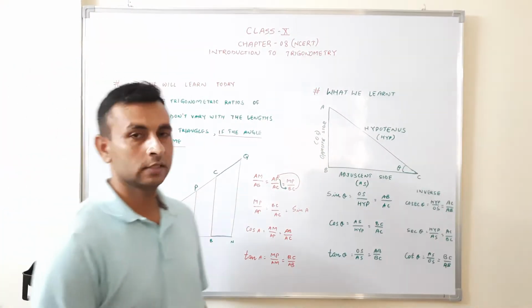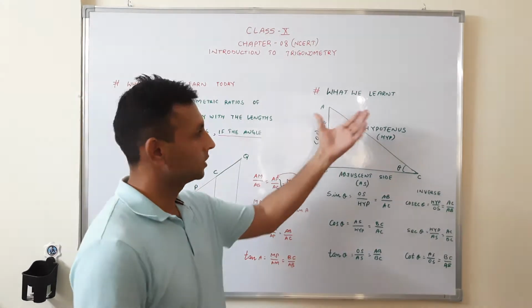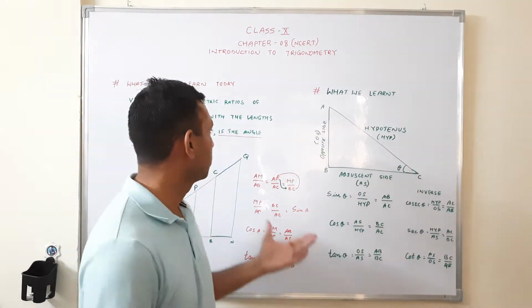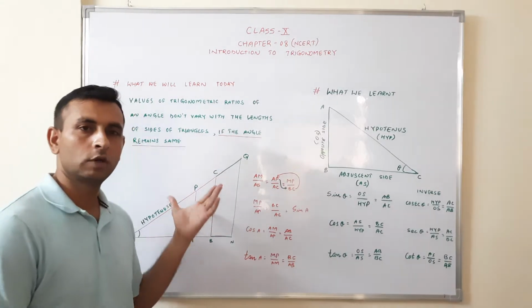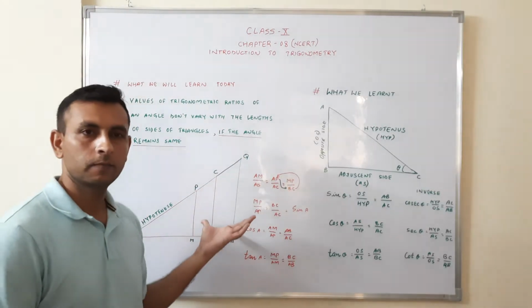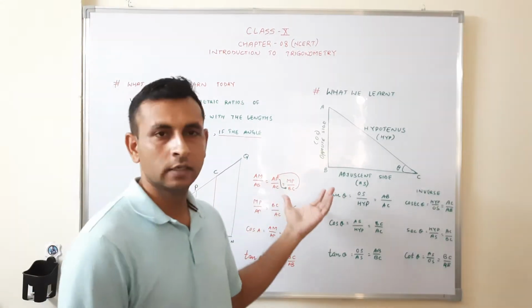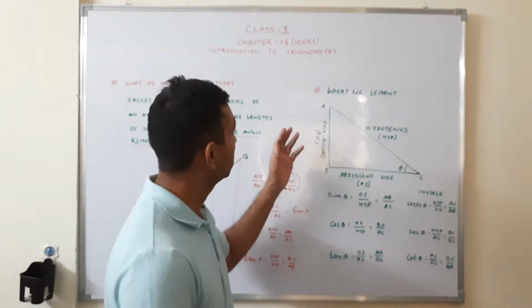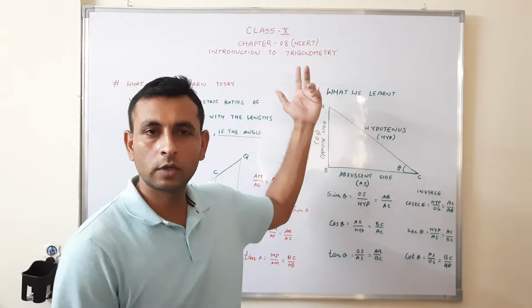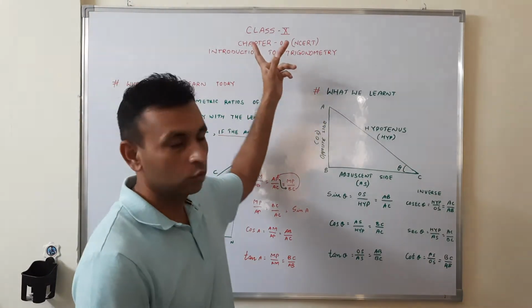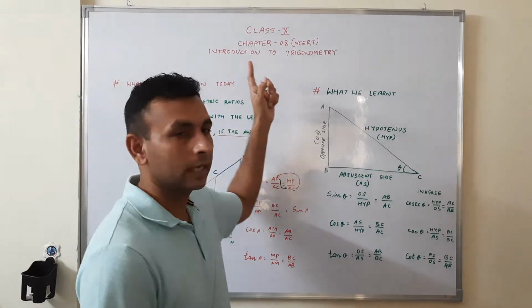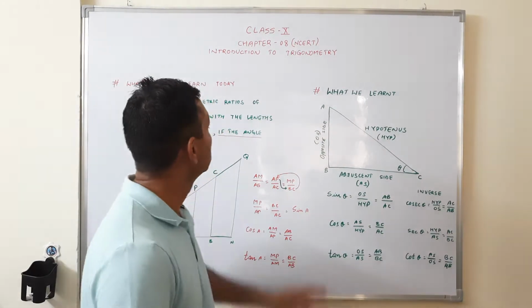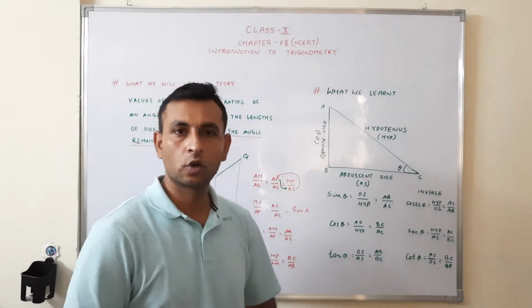In the last lecture, what we have studied is what I have written here, and today what we will learn here is what I have written here. I'll explain it in detail once I continue with my lecture. Now, what we are going through is more important. We are going through class 10, chapter 8 of NCERT, that is Introduction to Trigonometry.